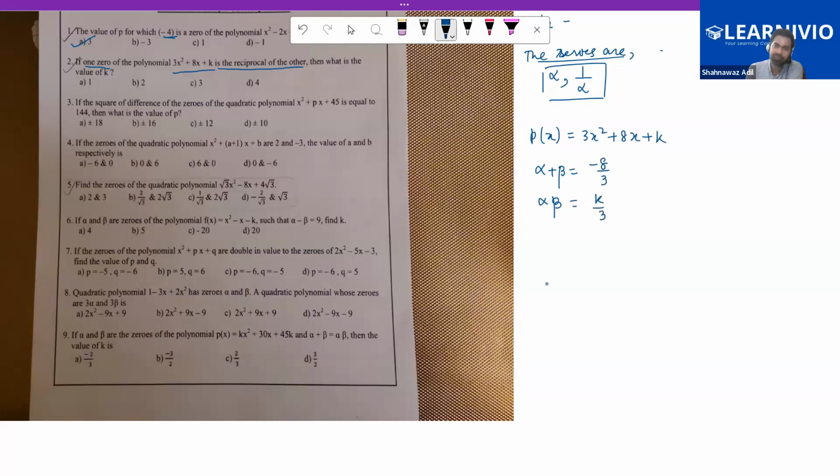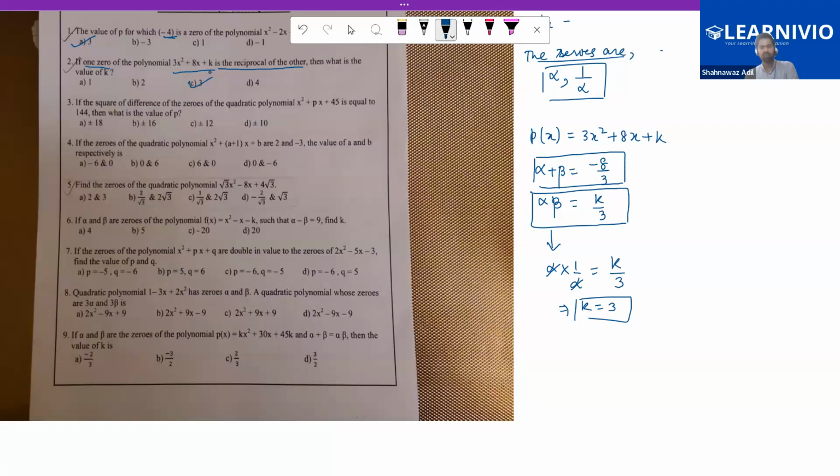That is c by a. So this information is not needed, right? Let us use this information. So alpha into beta. What is alpha? Alpha is alpha. Beta is 1 by alpha. Clear? Yes, sir. And this is equal to k by 3. So alpha will cancel, this will go to the other side, so k will become 3. So this is the value of k. Is it clear? Yes. Okay, please note it down, then we'll do the next.